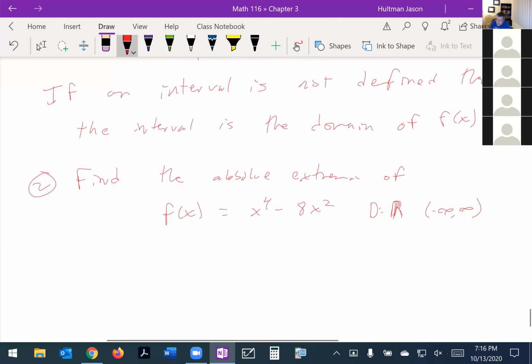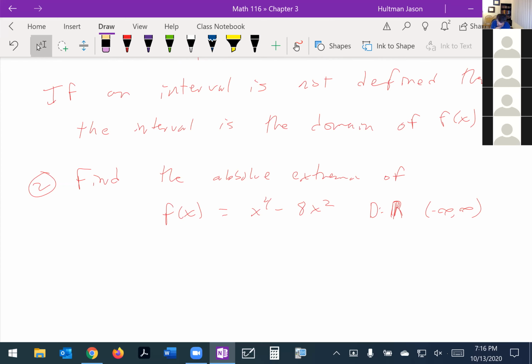Well, where's a good place to look? A good place to look is at the endpoints. Oh, there are no endpoints, or at the relative max and min. So I've got to find all the relative maxes and mins, and then test those points and find out which one's the biggest, which one's the smallest. And then we're going to see. We have to analyze the graph a little bit too.